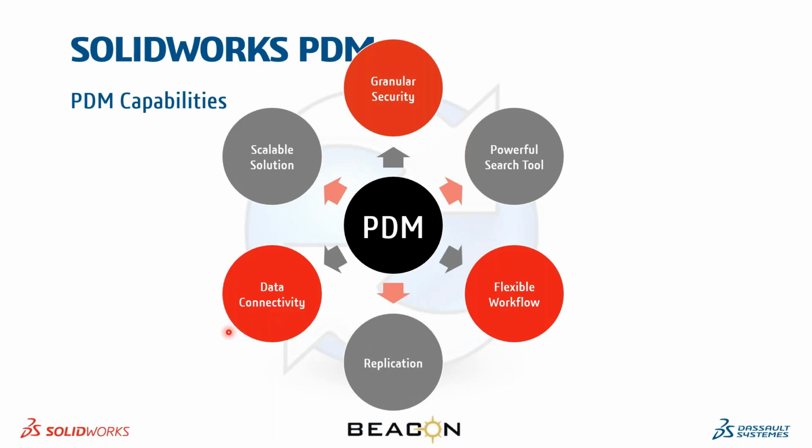Next is data connectivity. We were just discussing ERP and SAP integration for exchange of BOM and inventory details. All that can be done with the data connectivity part of it. Next is scalable solutions.